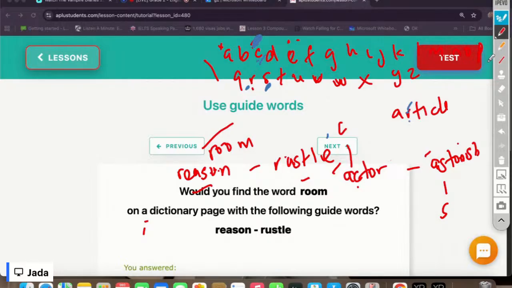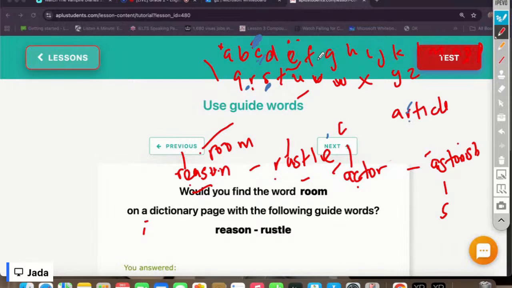Okay, so you said no. So let's look at it properly. The first letters are R and they're all the same. So the next one we have E for reason, and Russell is U. So if you look at the alphabet from E to U, of course you can find O. So you can find O in between reason and Russell.